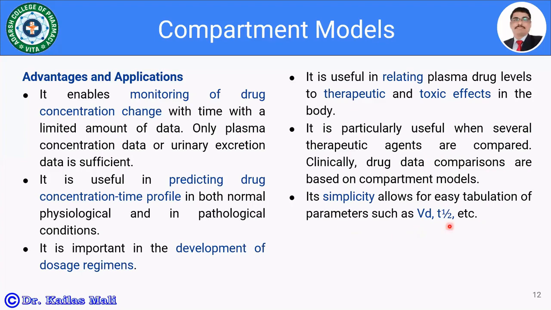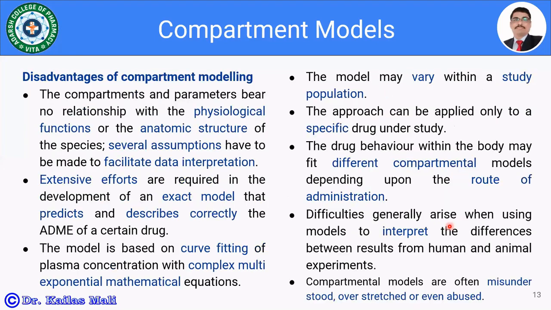So it is possible to tabulate so many pharmacokinetic parameters due to the simplicity of the compartment models. Let us move towards the disadvantages of compartment modeling. As we have seen the advantages, let us see the disadvantages of compartment modeling.